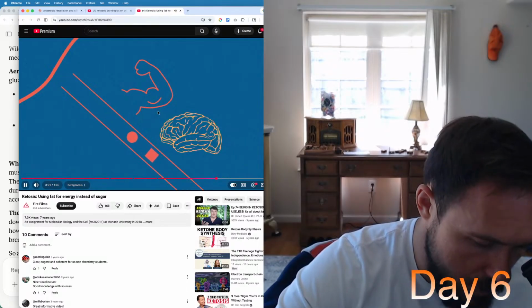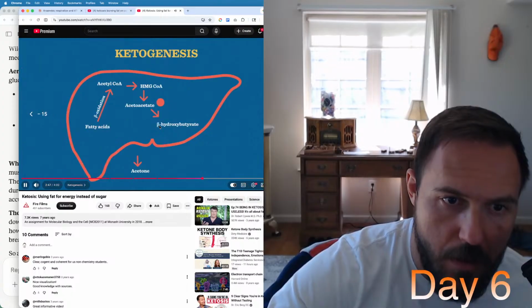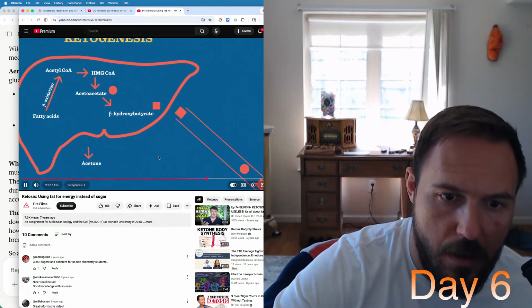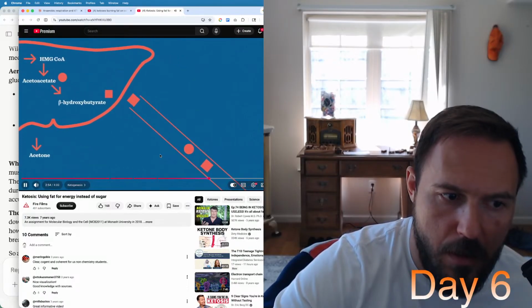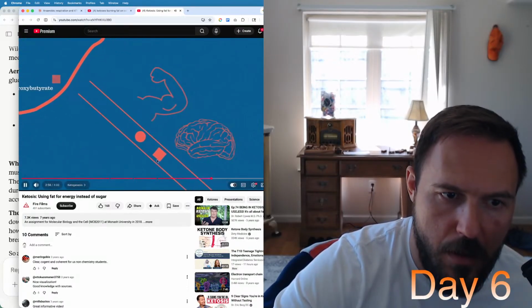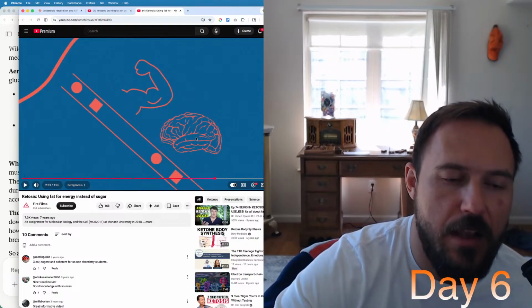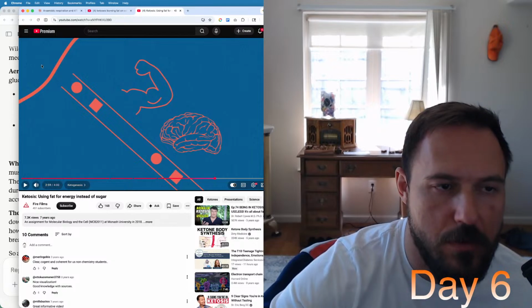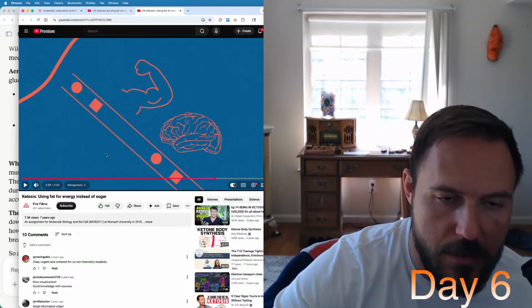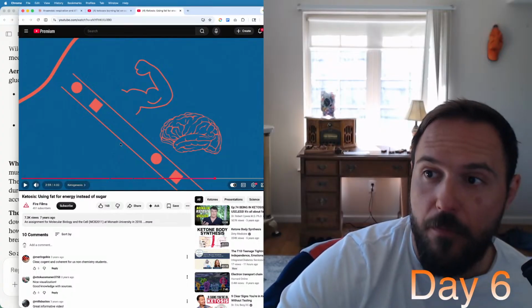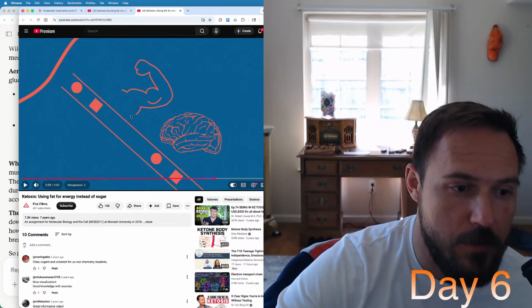Ketones, acetate and beta-hydroxybutyrate, are able to cross the blood-brain barrier. They leave the liver and are transported via the blood to other tissues throughout the body, including muscles and the brain. Unlike fatty acids, which cannot go to the brain, therefore our brain is not getting fat. Yep. All clear so far.